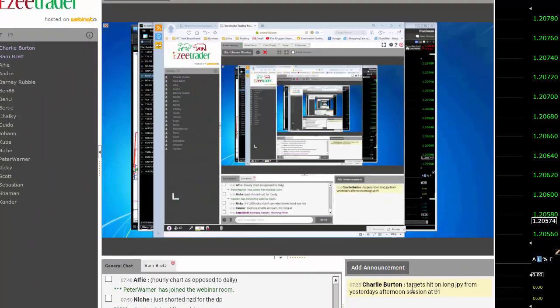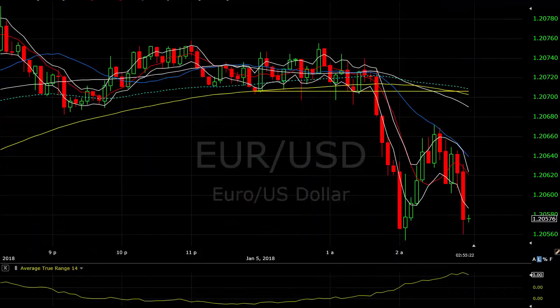We'd had a trade yesterday afternoon which hit targets on the JPY, but I'm supposed to put it in the announcements. Obviously, I'm calling the trades as I do them live. But if someone comes in 10 minutes or 5 minutes after I've called a trade, and they could have still got in, obviously, if it's not there in the announcements, they've missed me when I've actually called it live. So my apologies, guys, in the room at the moment.